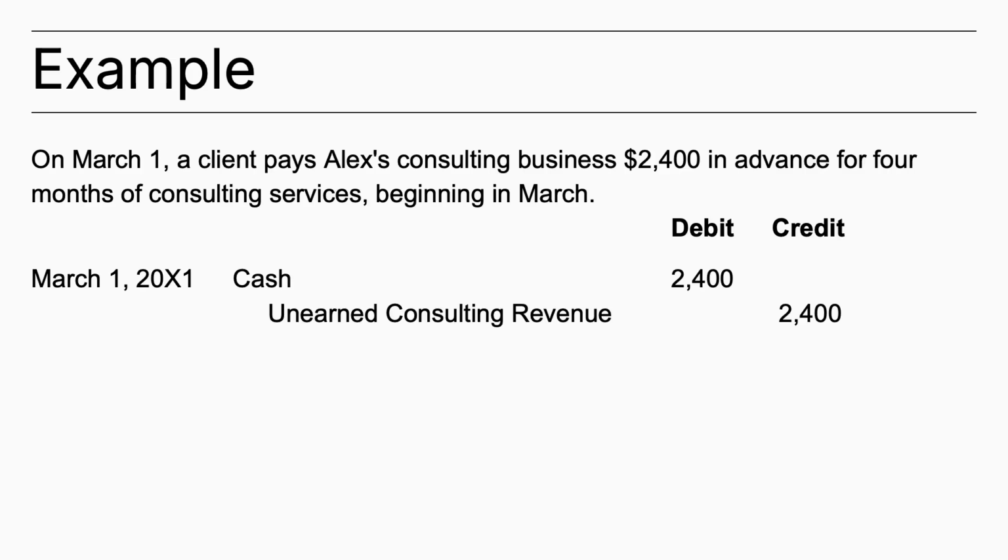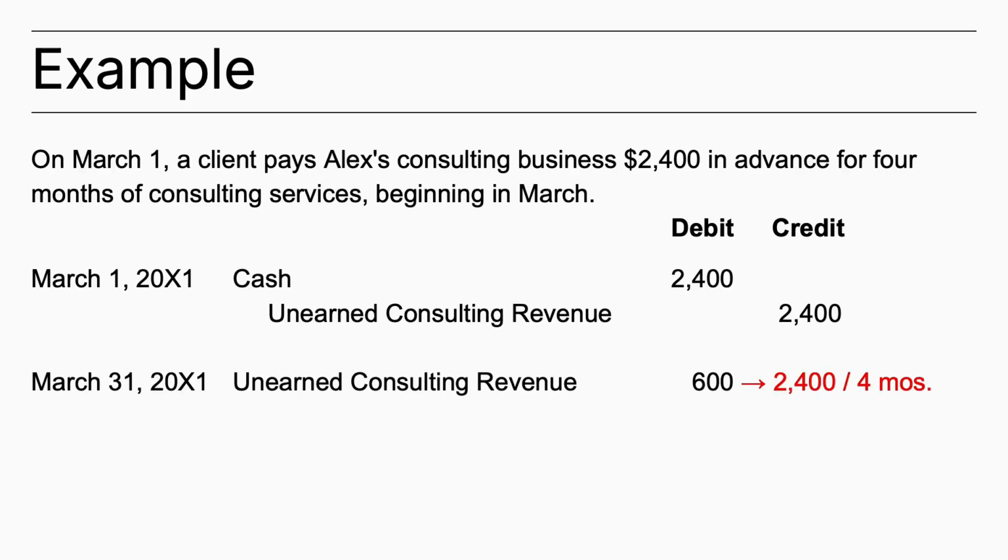Now let's move to the end of March and see what adjusting entry is needed after 1 month of service has been provided. So by the end of March, the business has provided 1 month of consulting services. Since the client paid $2,400 for 4 months, the business has now earned $600, which is $2,400 divided by 4 months.